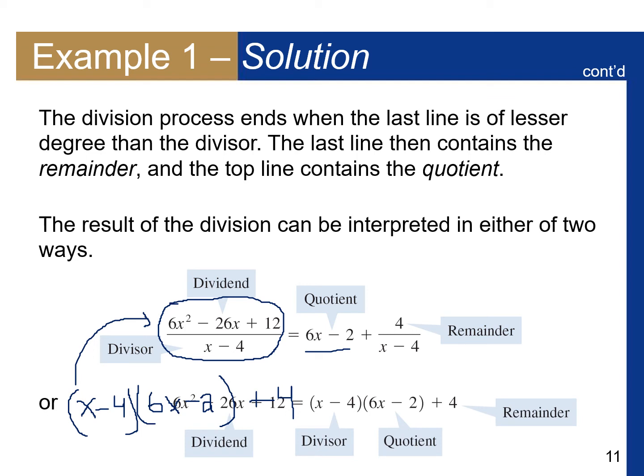Okay, so let me erase my stuff here because they're showing you the same thing. So again, the divisor times the quotient plus the remainder will give you the dividend.